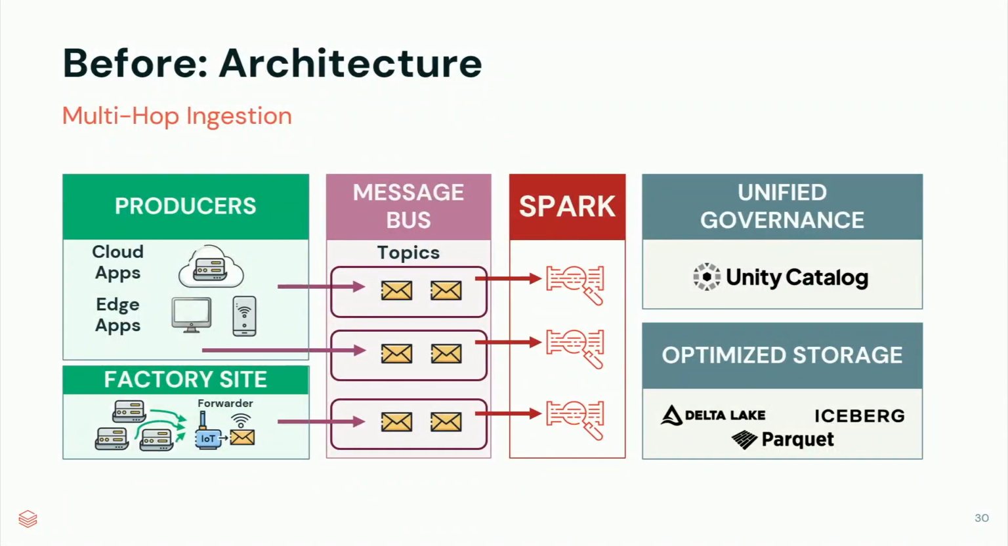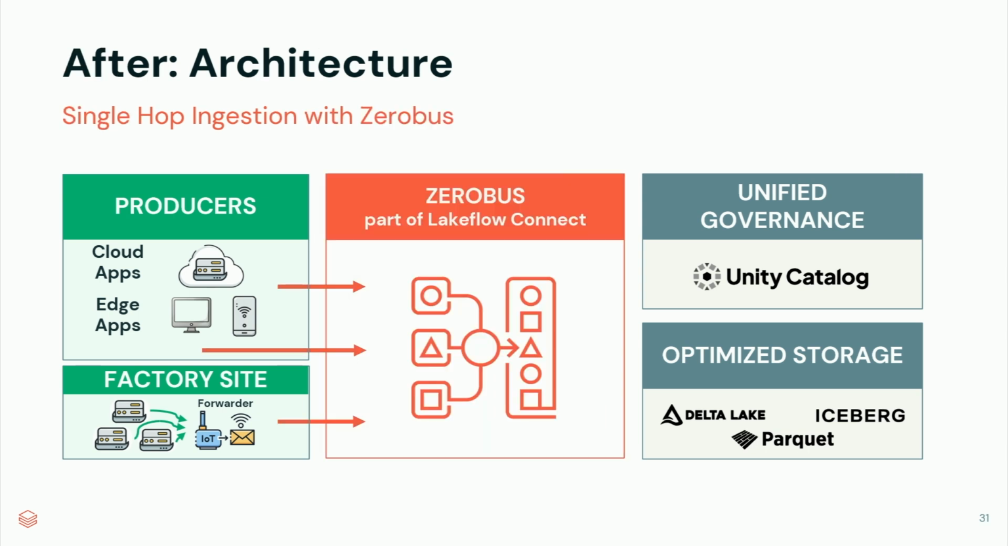So a little bit of what the architecture looks like before. This was our multi-hop architecture. We had these producers, both cloud applications, edge devices, factory site forwarders, pushing data to a message bus. Now, we've eliminated the message bus. We've eliminated those ingestion jobs that you had to manage before. Now you just push directly to Zero Bus, no setup. The data is materialized in your lakehouse.